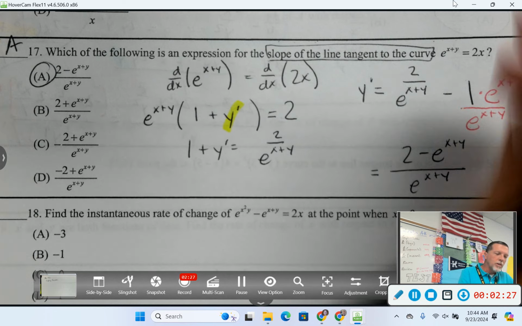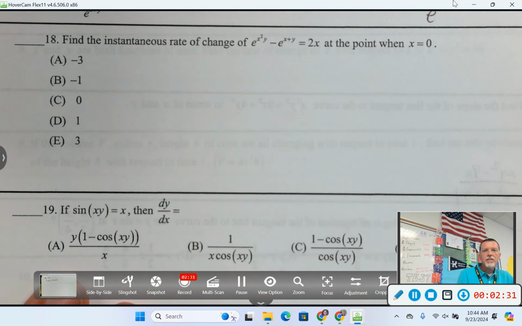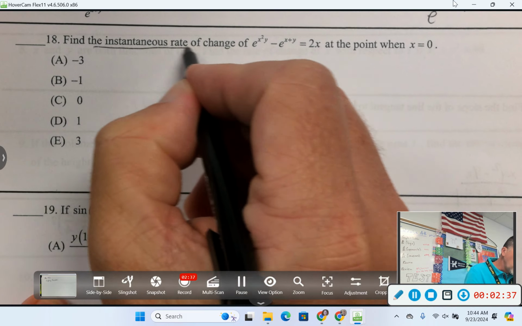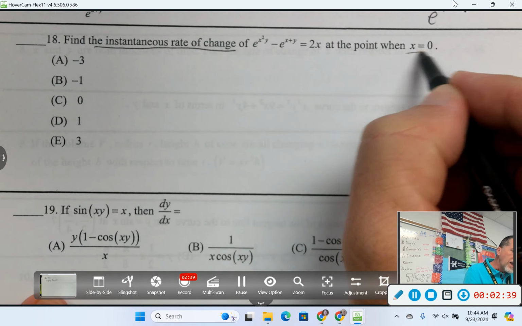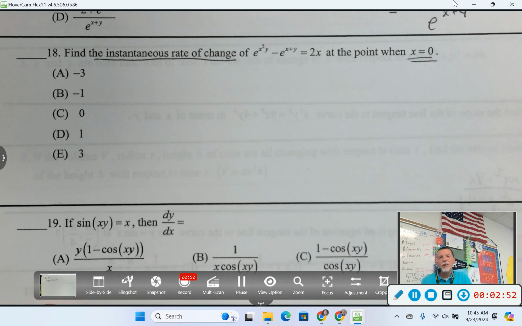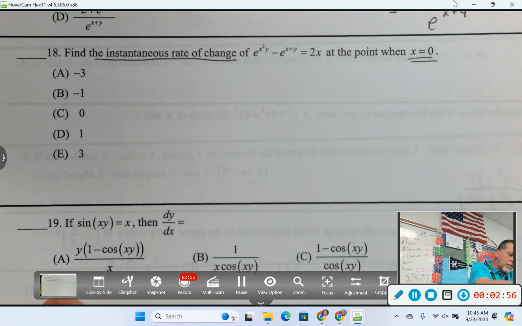There's one more I want to do with you, and that's number 18. Similar, at least similar startup. Find the instantaneous rate of change, so dy dx, when x is 0. So what makes this different than the last one? I got to plug 0 in at the end. So that should be relatively easy. Plus it's 0, so that should help wipe some things out. So, well, I don't know, let's kind of work this one together here.